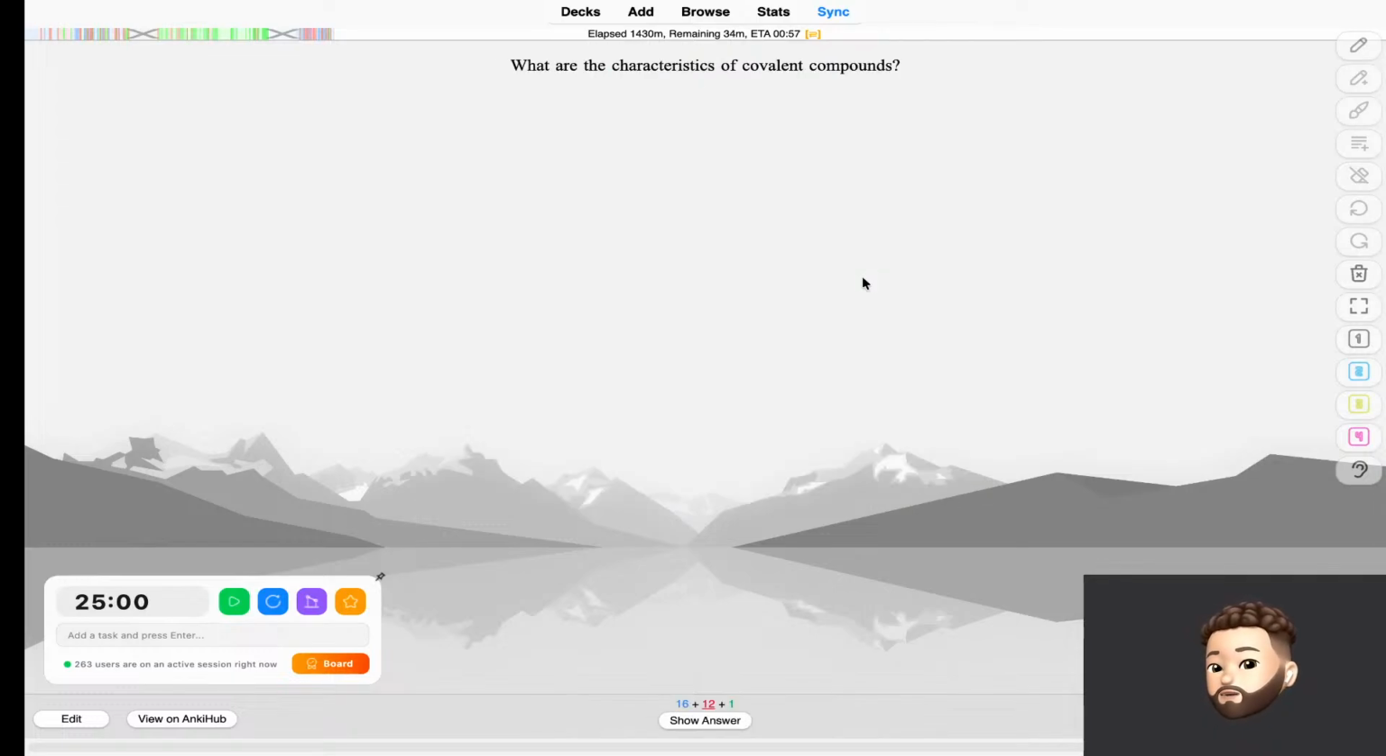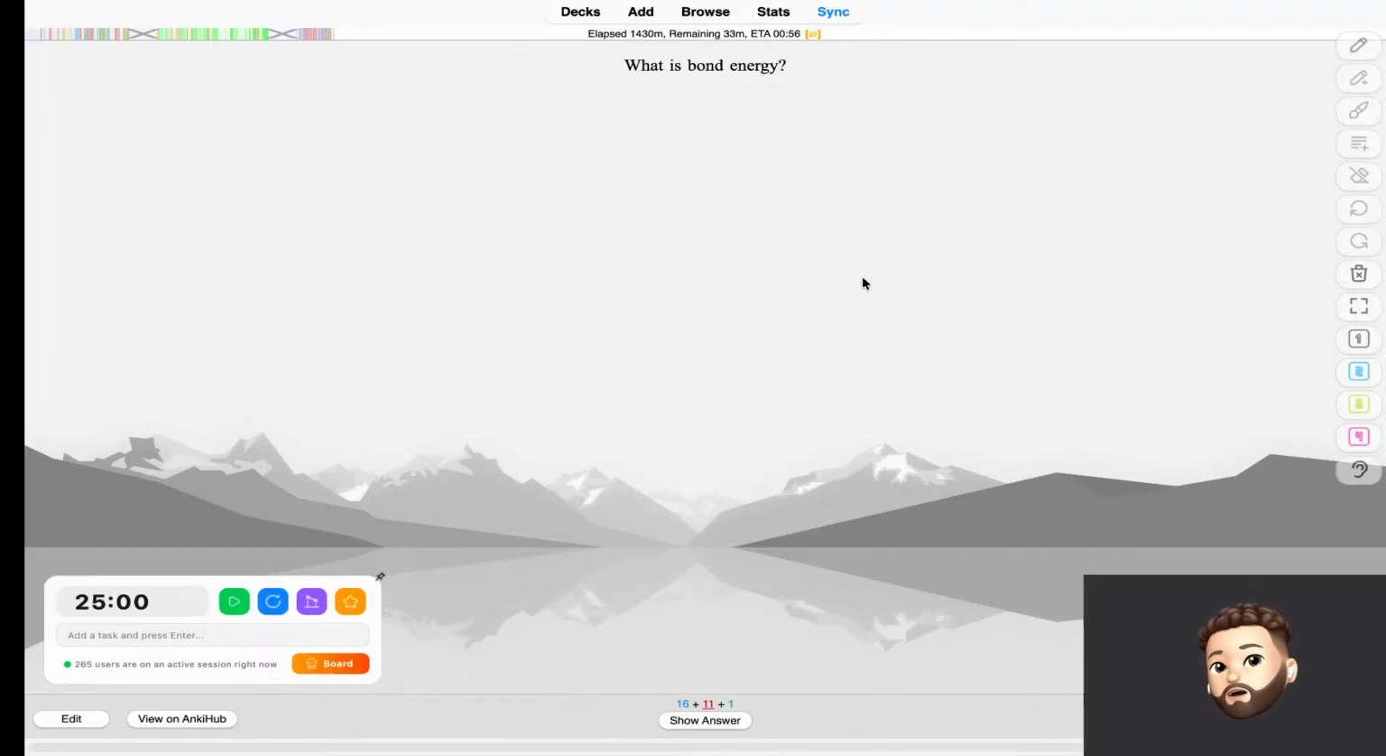What are the characteristics of covalent compounds? In covalent compounds, you have weaker IMFs, so you have lesser melting and boiling points. They don't break down into ions and they're poor conductors.